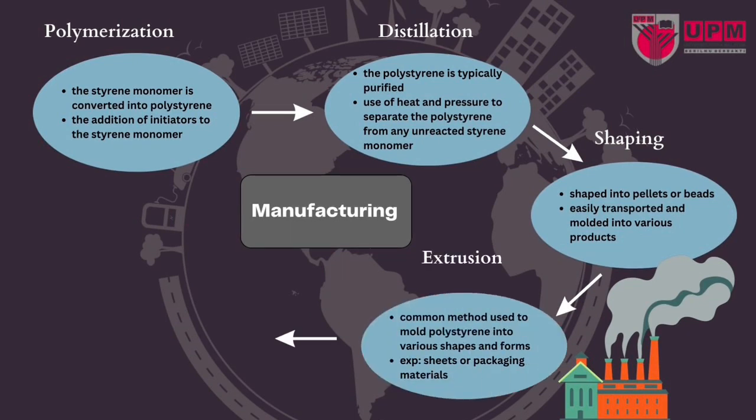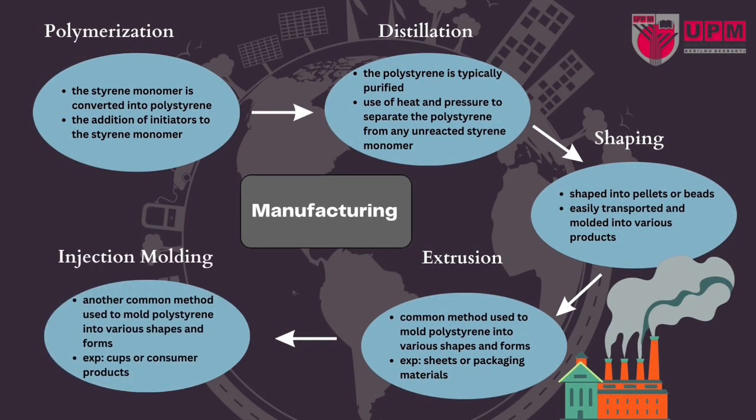Fourthly, extrusion. This is a common method used to mold polystyrene into various shapes and forms, such as sheets or packaging materials. It involves melting the polystyrene pellets and extruding them through a die to form the desired shape. Lastly, injection molding. This is another common method used to mold polystyrene into various shapes and forms, such as cups or consumer products. It involves melting the polystyrene pellets and injecting the molten plastic into a mold, where it solidifies and takes on the desired shape.